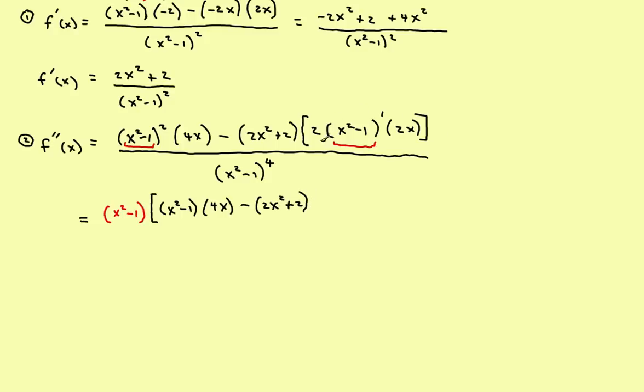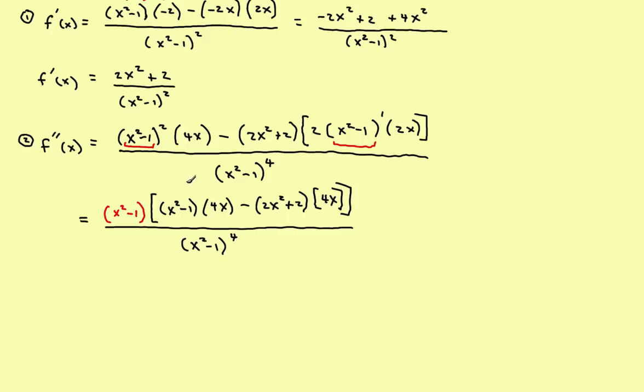Now what's left over in this term is this: you factored this out, so you still got 2 times 2, which would turn into a 4x. And then put a line across the whole thing, and that's all divided by x squared minus 1 to the 4th power.